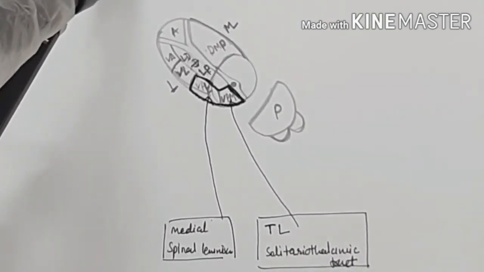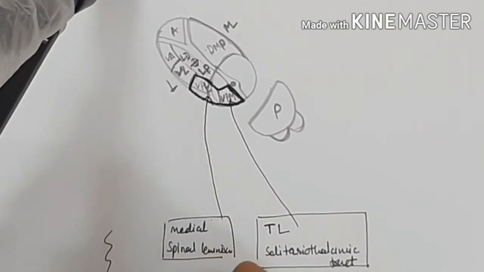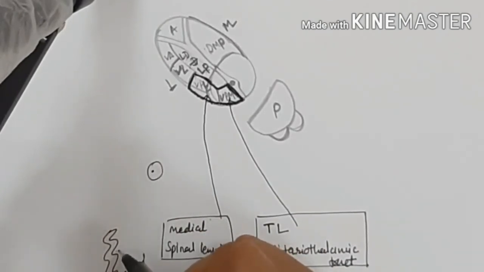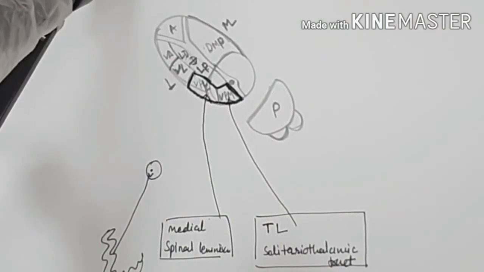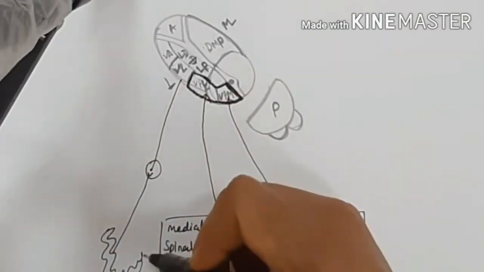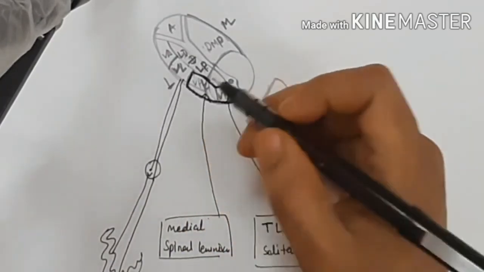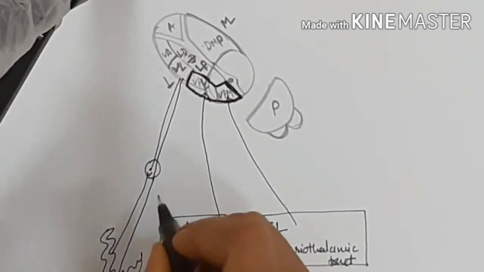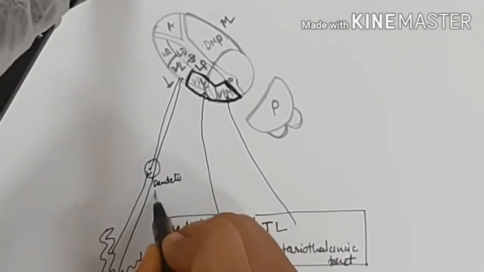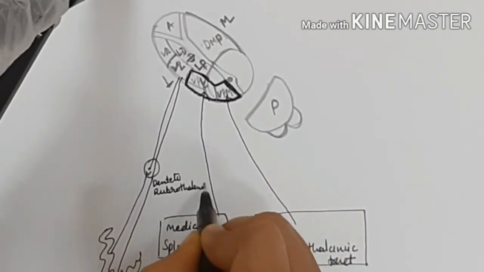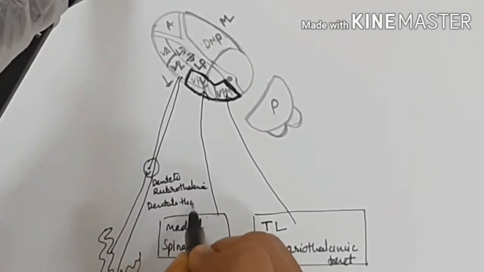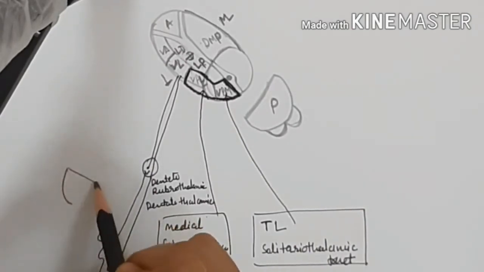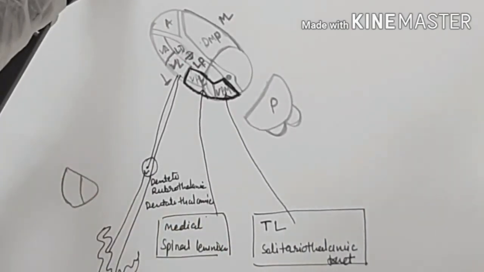Afferent fibers related to voluntary body movement are derived from the corpus striatum and cerebellum. From the cerebellum, the dentato-rubrothalamic and dentato-thalamic fibers relay into the ventral lateral part of the nucleus. The cerebellum is related to coordinated body movements. Striatal fibers from the corpus striatum relay into the ventral anterior part of the thalamus.